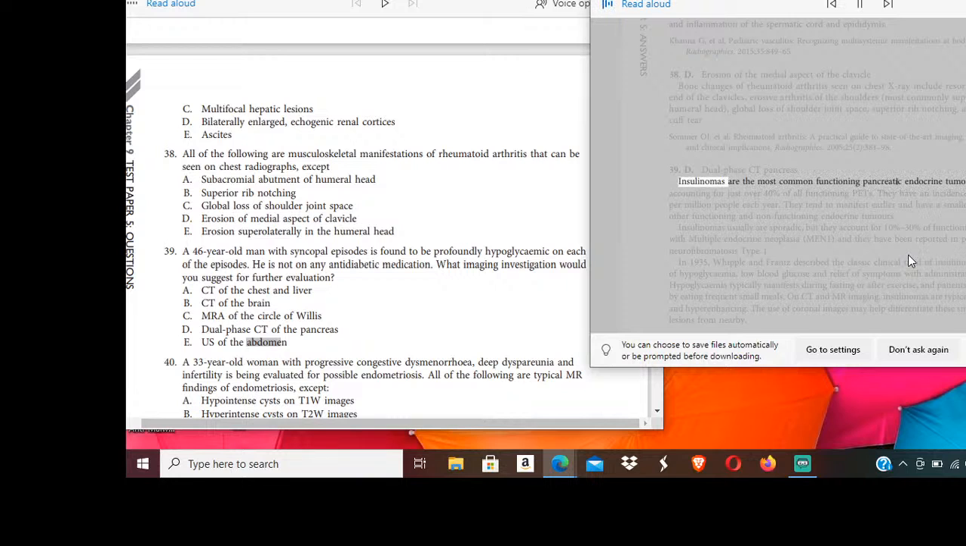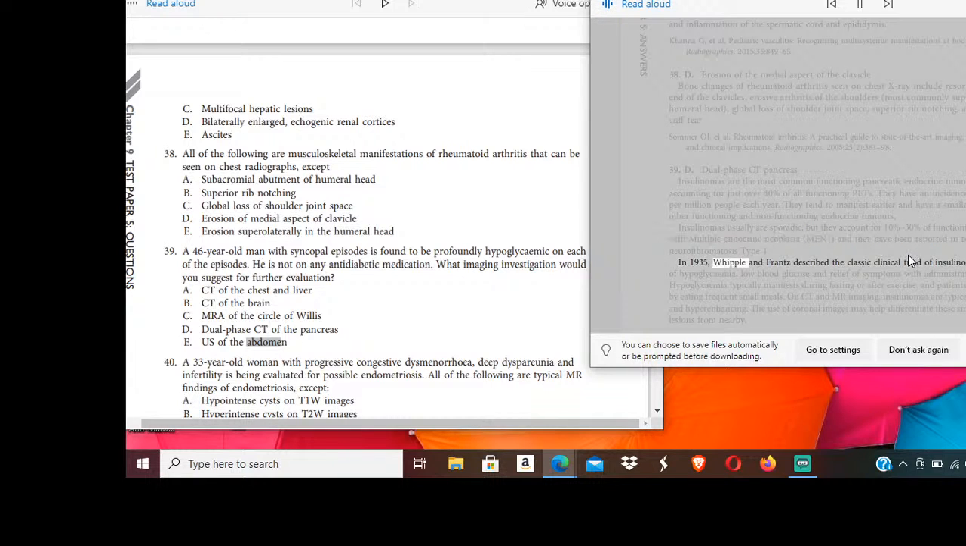Dual-phase CT pancreas. Insulinomas are the most common functioning pancreatic endocrine tumors, PETs, accounting for just over 40% of all functioning PETs. They have an incidence of 2 to 4 per million people each year. They tend to manifest earlier and have a smaller size than other functioning and non-functioning endocrine tumors. Insulinomas usually are sporadic, but they account for 10%-30% of functioning PETs in patients with multiple endocrine neoplasia, MEN1, and they have been reported in patients with neurofibromatosis type 1.